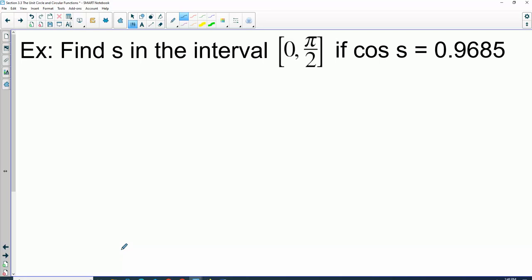I ask you to find S in the interval 0 to pi over 2 if cosine of S is equal to 0.9685. Right, I don't know when cosine is equal to this. The 0 to pi over 2 just tells me I'm in quadrant 1. We have talked a little bit about inverses at this point, not a lot, that will come later. So pretty much at this point, if I'm asking you to do one on your calculator, I'm going to put it in quadrant 1. We'll worry about the other quadrants later on. But if I want to find S, the only way to move the trig function to the other side is to make it cosine inverse.